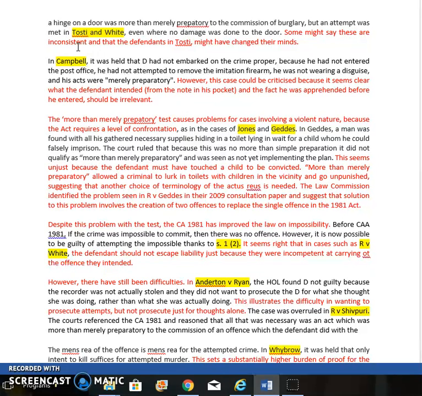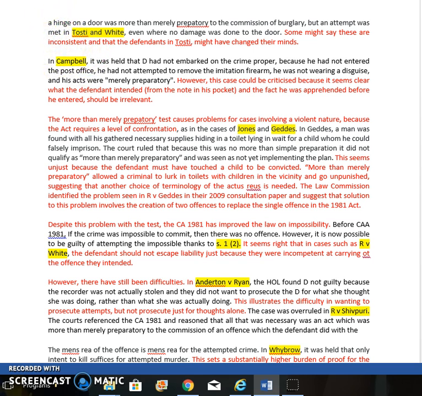And he was about to rob a post office. However, he'd not gone into the building yet, and so the court said that his acts were merely preparatory, so he hadn't committed an attempt. That does seem a bit strange when you compare it to Tosti and White, because in Tosti and White, they hadn't gone in yet. In Campbell, they haven't gone in yet. They've both come equipped, and yet they're guilty, he's not guilty.